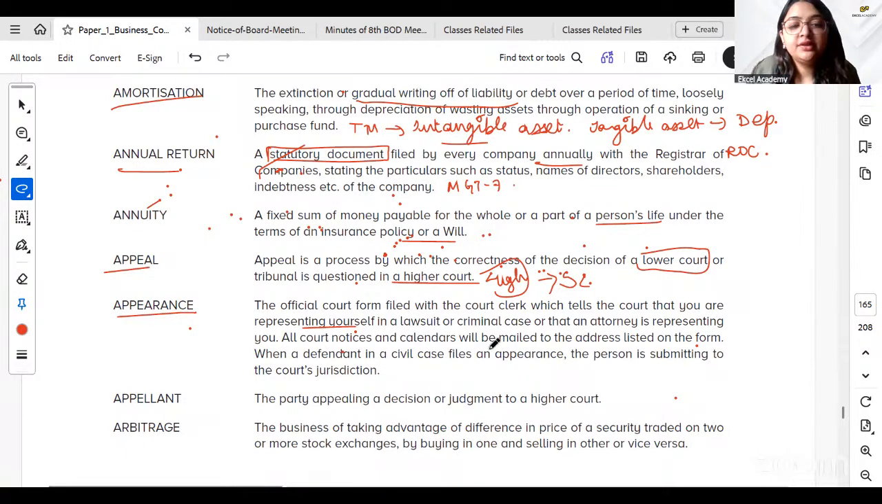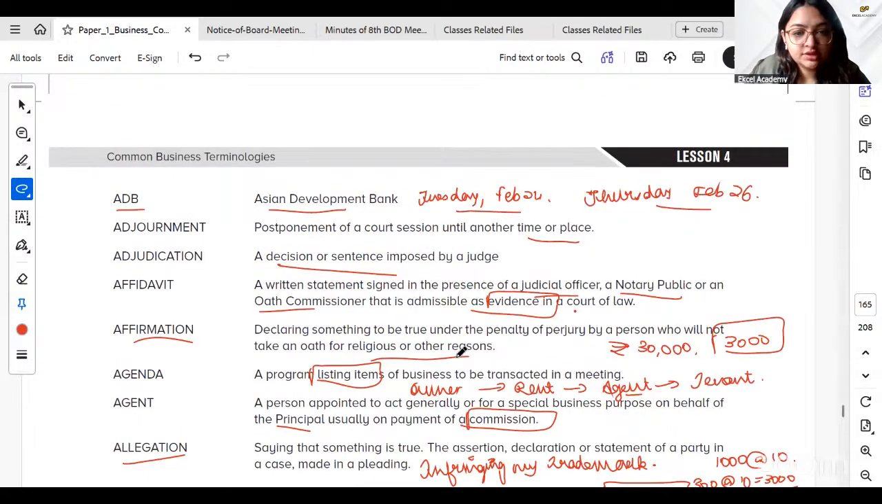When a defendant in a civil case files an appearance, the person is submitting to the court's jurisdiction, all right? The person is submitting to the court's jurisdiction.